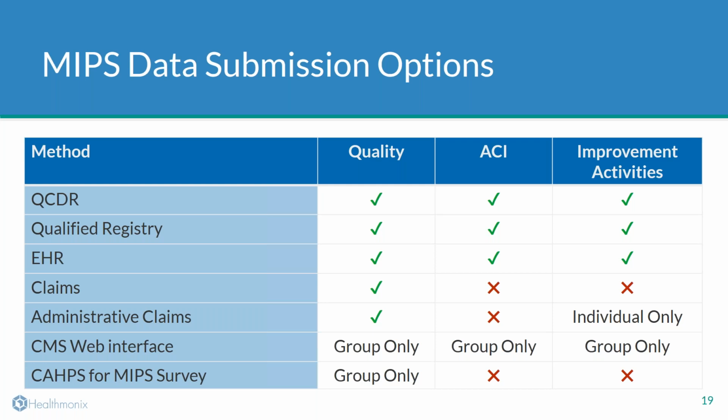And if you're not familiar with the term QCDR, that's a qualified clinical data registry. It's different than a qualified registry in that a QCDR is typically tied to a specialty society and looks at collecting quality metrics and information on a larger scale than just reporting to Medicare or to CMS. And then qualified registry, that's what our MIPS Pro system is, a qualified registry. And an EHR system that you're using.